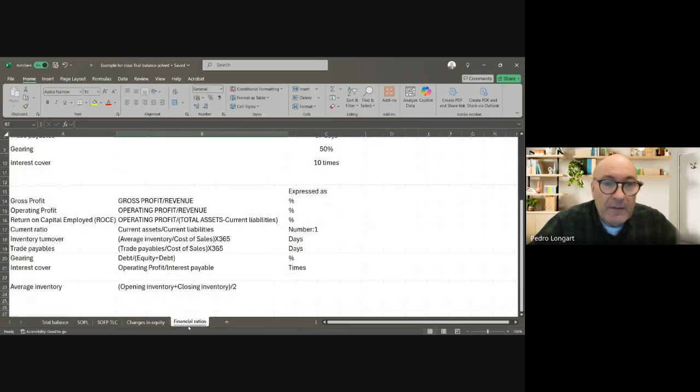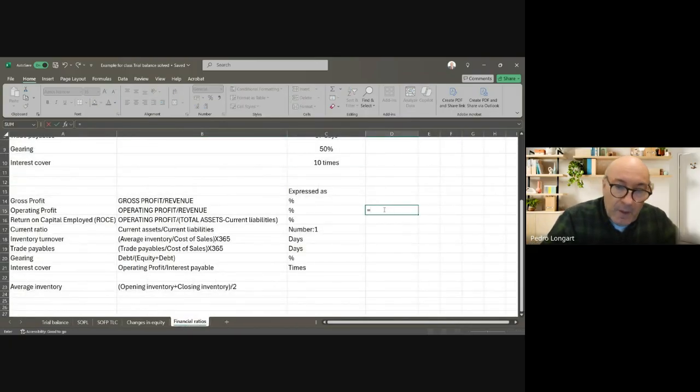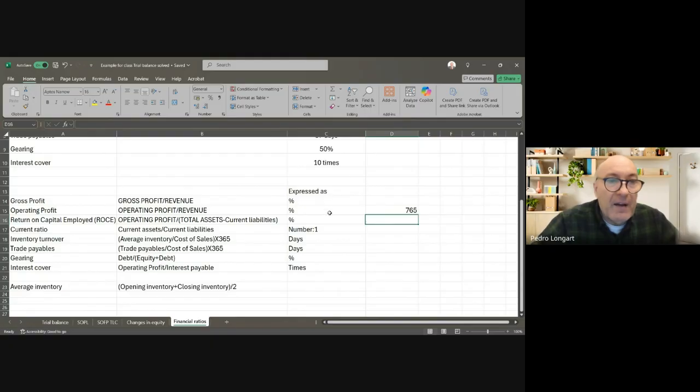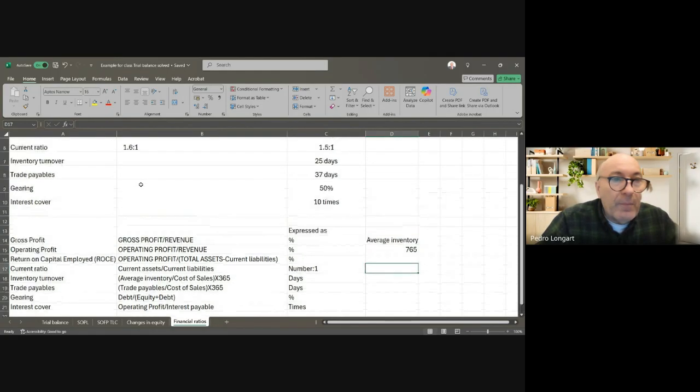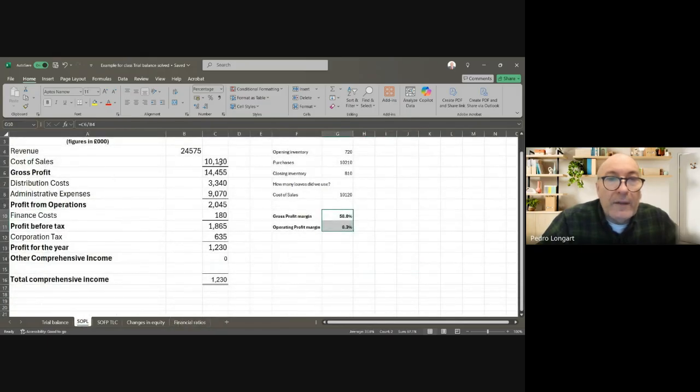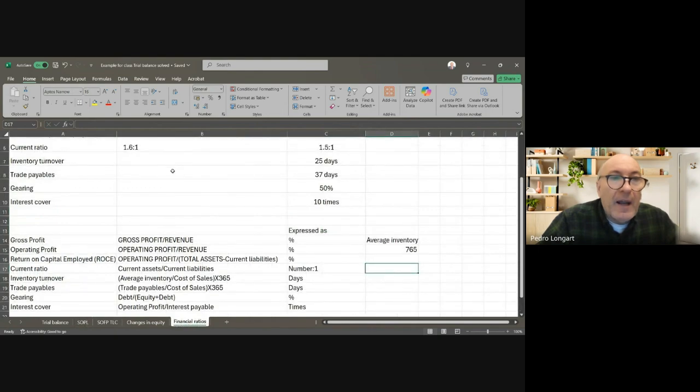Let's actually calculate that. 810 plus 720. I add these two values and then divide by 2, and I have 765. This is my average inventory that I'm going to put here just in case I forget. So now I need also my cost of sales. What is my cost of sales? I get my cost of sales in the statement of profit and loss, which is 10120.